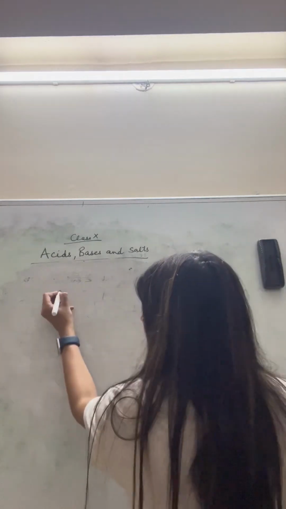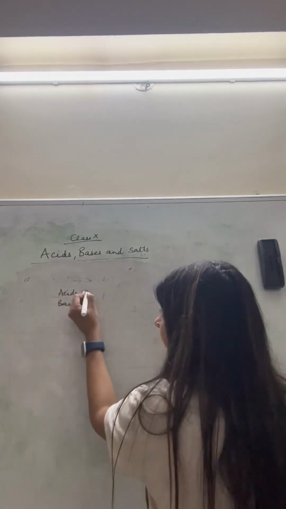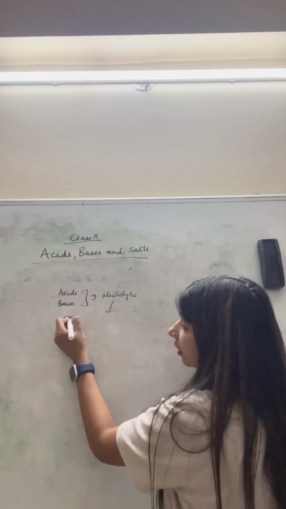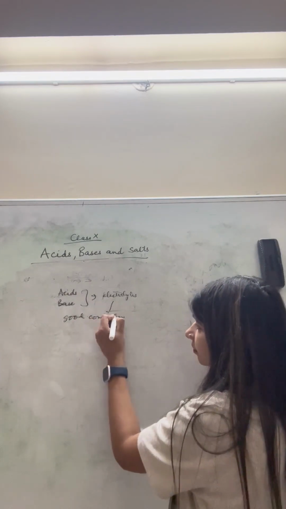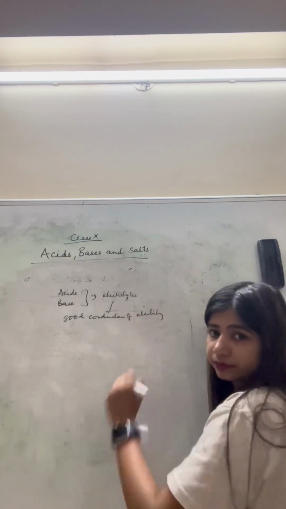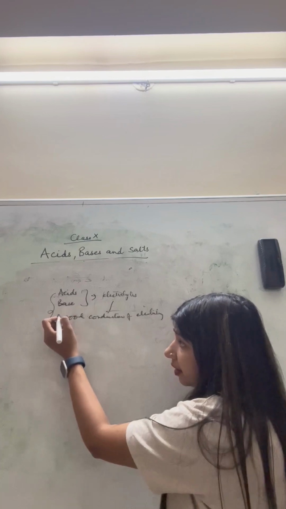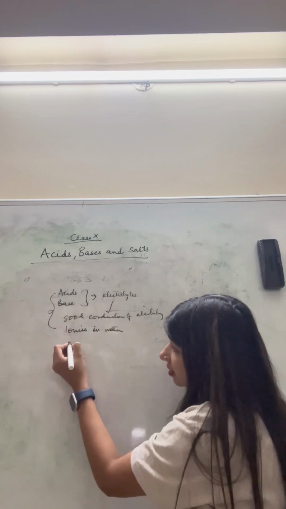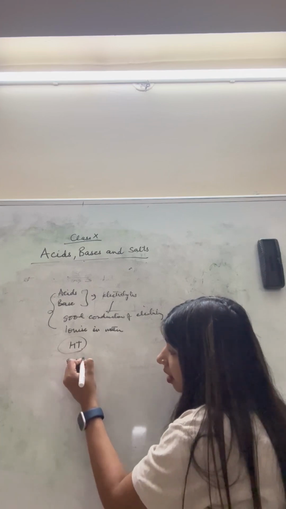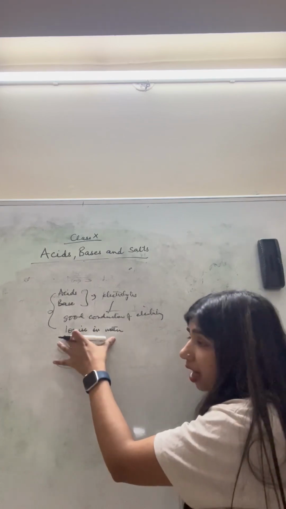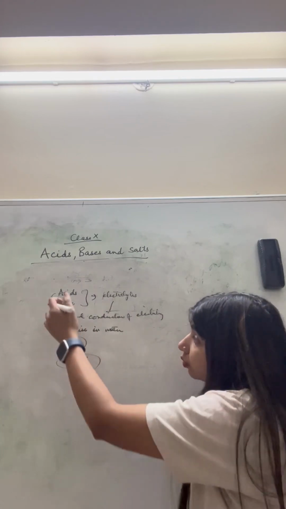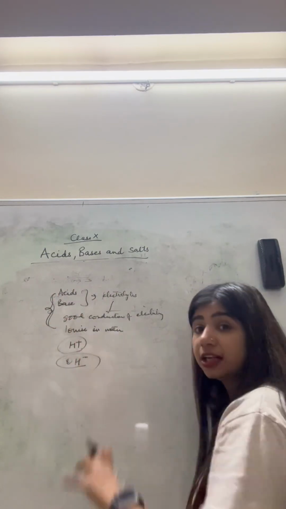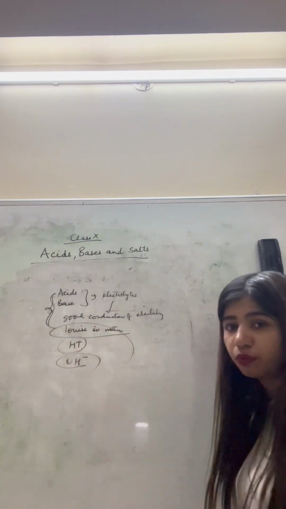Now, both acids and bases are called electrolytes. Electrolytes means which are good conductors of electricity. As both acid and base ionize in water, acid releases hydrogen ions while base releases hydroxide ions. They both are electrolytes. So this feature is common between an acid and a base, that both ionize in water, right?